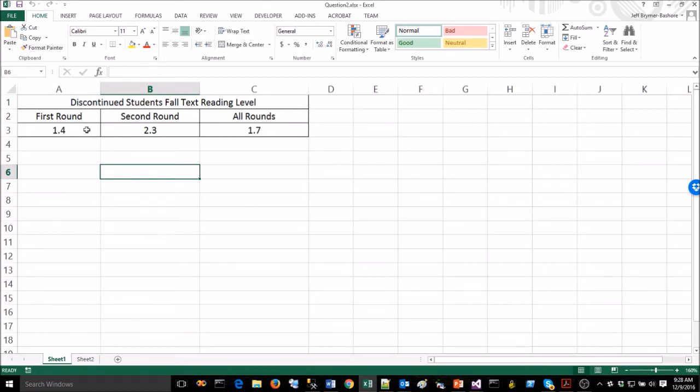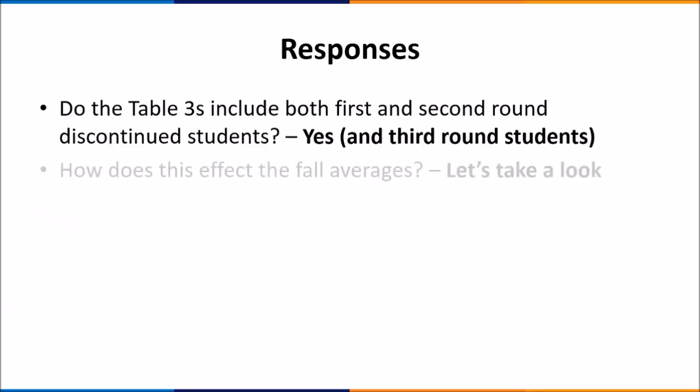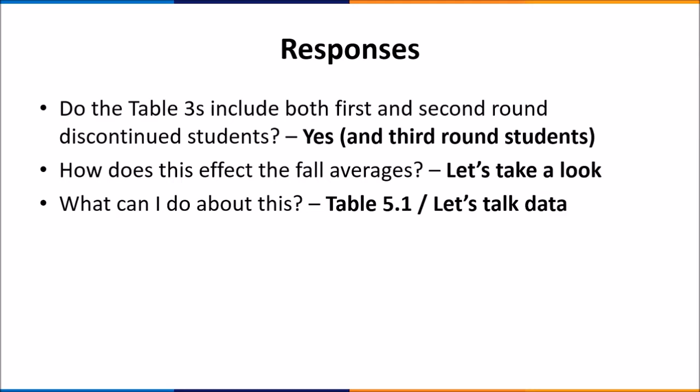And you can see that our first round students are lower in the fall, and that our second round students are higher in the fall. And that when you bring them together, the higher scores take this average, and when you combine them all up, it does increase the overall average score. So that is something to be aware of when you're talking about the Table 3s. It is including all rounds of students in the discontinued row. All right, so the next part of this I wanted to talk about is, what can I do about this?